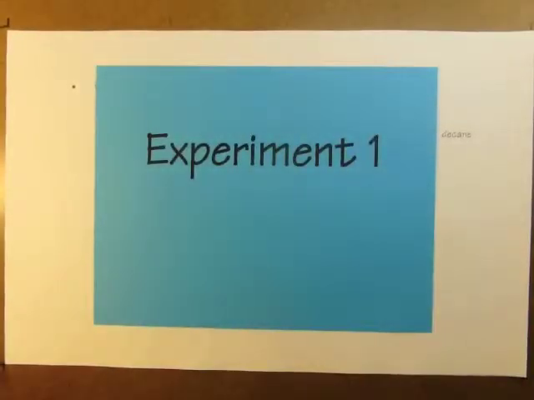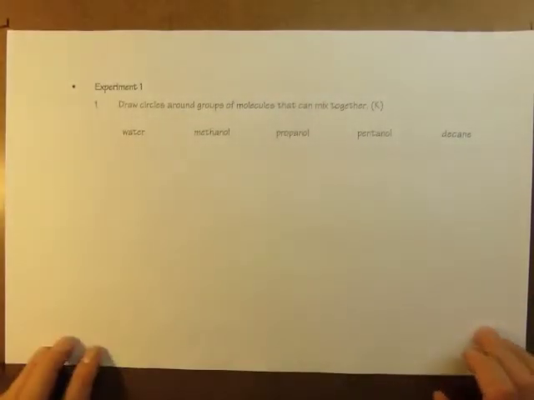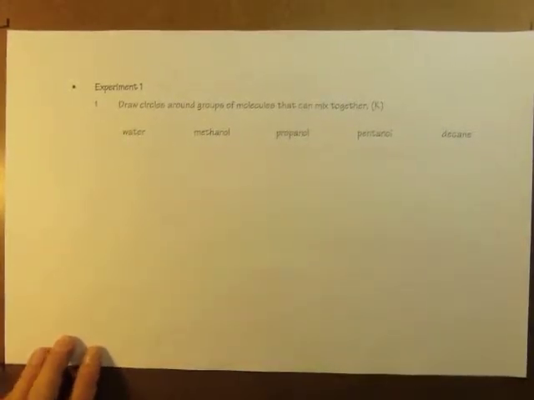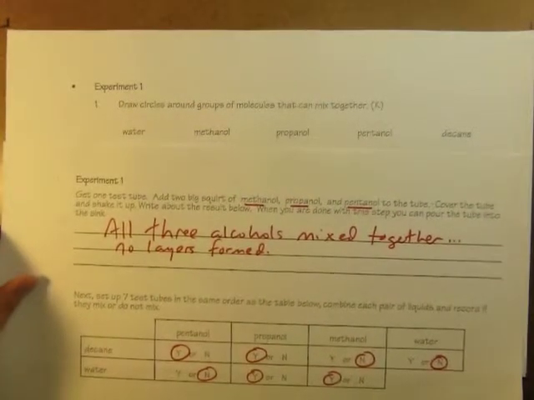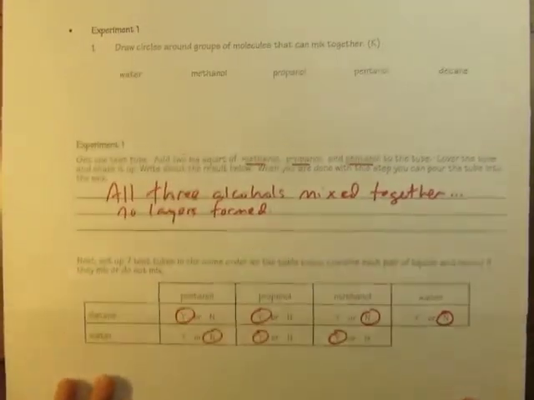Next, we'll look at the questions from experiment 1. We'll start with question 1. So the question is asking you to, again, draw circles around the groups of molecules that are able to mix together just like a Venn diagram. So I'm going to bring those data back over so we can see who is able to mix with who.